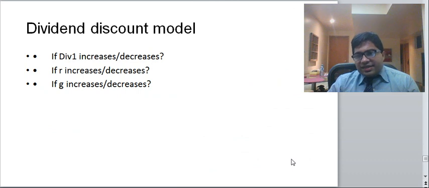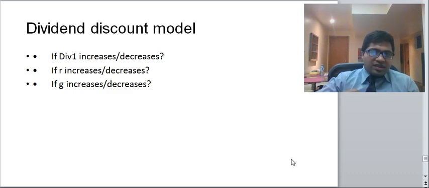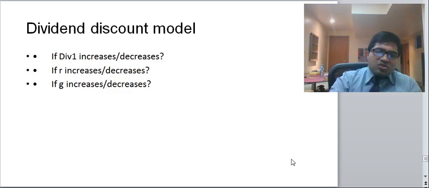Now if the dividend increases, what will happen to this ratio? This ratio will go up because the dividend is in the numerator. If it decreases, the ratio will go down. If R increases, this ratio will go down because R is in the denominator. So if the required rate increases, that is, if risk increases, this ratio goes down, and if risk reduces, this ratio goes up. Growth rate is subtracted from R. So if growth rate increases, this ratio goes up, and if growth rate decreases, this ratio goes down.